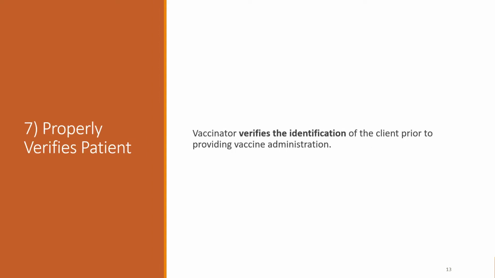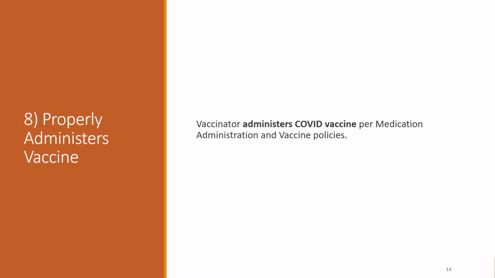Step 7, properly verify the patient. The vaccinator verifies the identification of the client prior to providing vaccine administration. Step 8, properly administer the vaccine. The vaccinator administers the COVID vaccine per medication administration and vaccine policies.